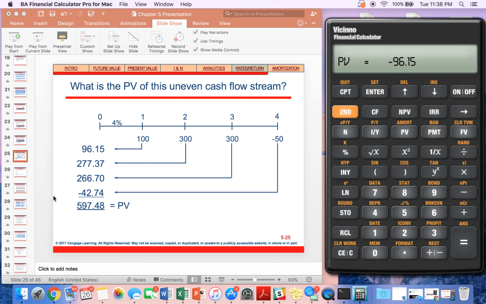And this is what we call net present value. The only difference between net present value and present value is that net present value is the sum of many present values, just like we did here. So of this $100 and these $300 and this negative $50, today it's all actually worth $597.48. That's a lot of work, and you can approach the problem that way. My suggestion to you on a test is that it takes too much time, and so you should learn to use your cash flow register.